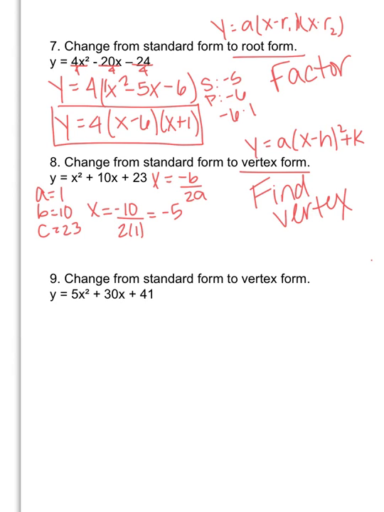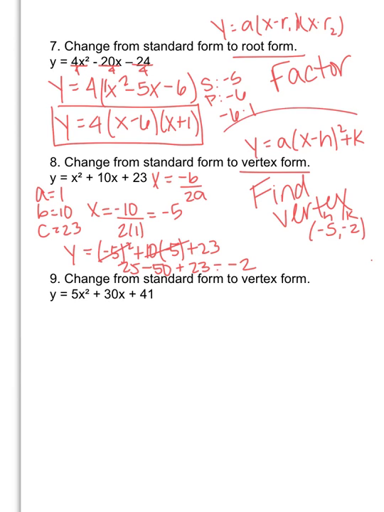Okay, so once we know x, anytime we know x, we're plugging it back in. So y equals negative 5 squared plus 10 times negative 5 plus 23. So that's going to give me 25 minus 50 plus 23. So that would be negative 25 when we add 25 and negative 50, plus 23, which would equal negative 2. So we found the vertex. The x is negative 5. The y is negative 2. Remember on the vertex, that's h and that's k.